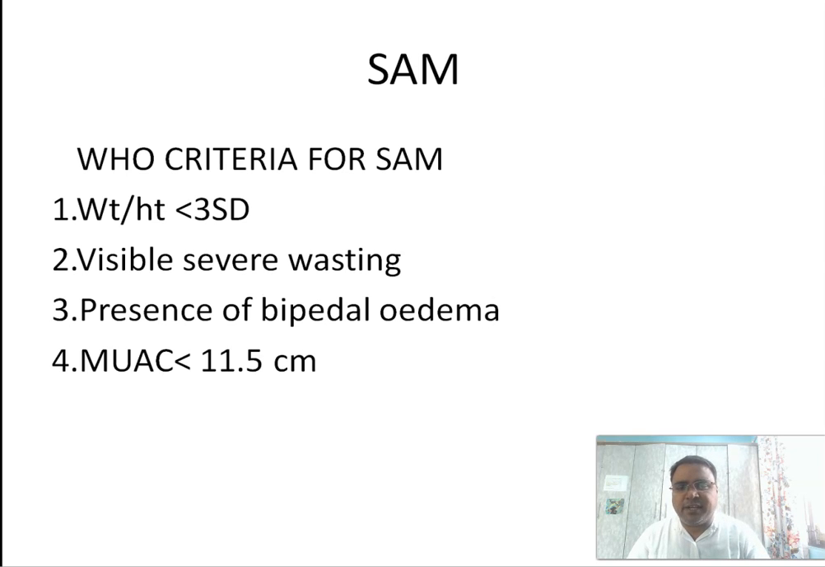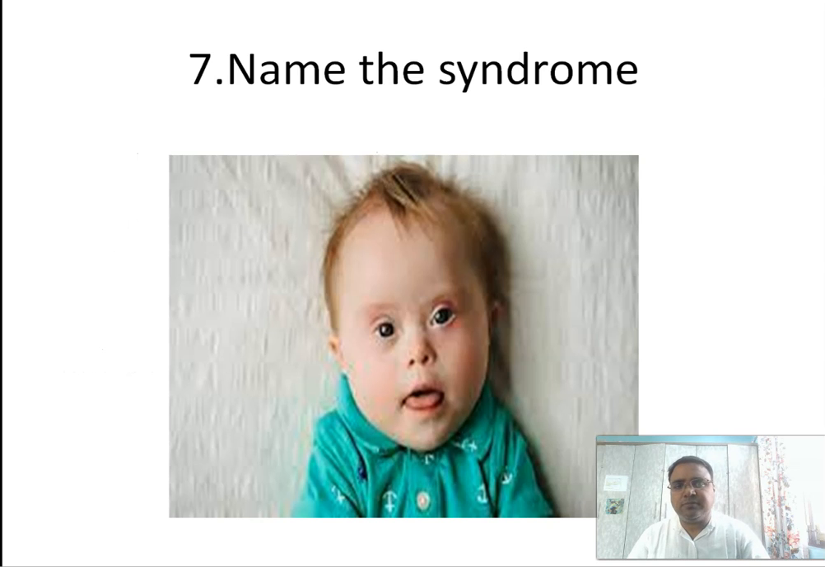Then what are the WHO criteria for SAM? There are 4 criteria. Weight for length less than 3 standard deviation as per age, visible severe wasting, presence of bipedal edema, or the 4th criterion, MUAC or mid upper arm circumference less than 11.5 centimeter. Among these 4, one has to be there to say SAM or severe acute malnutrition.